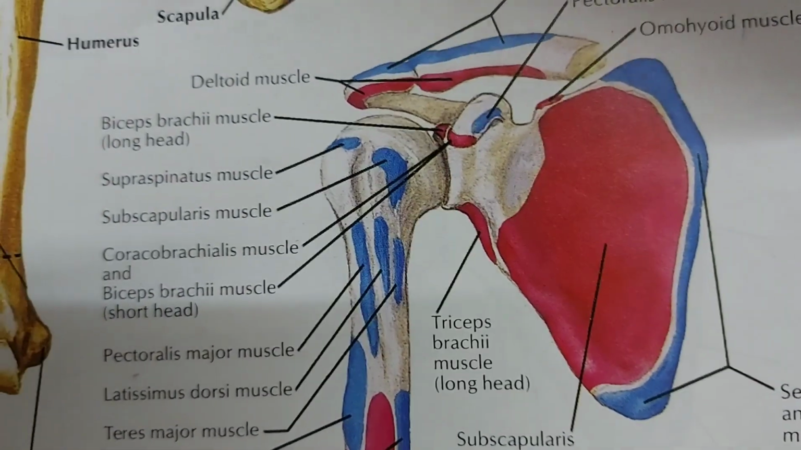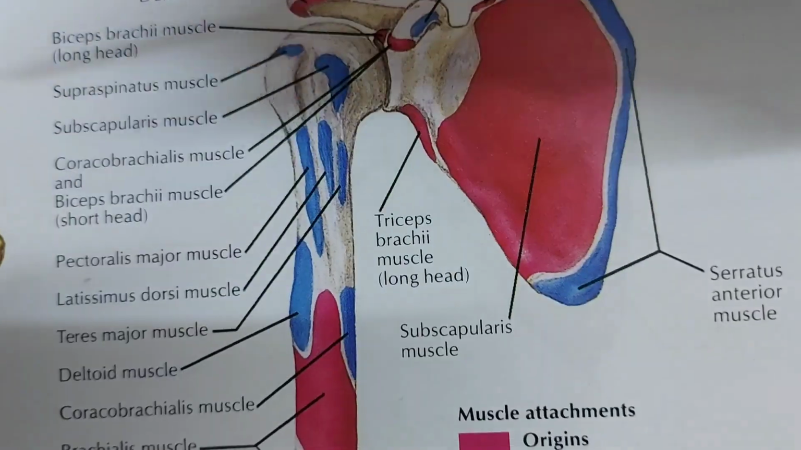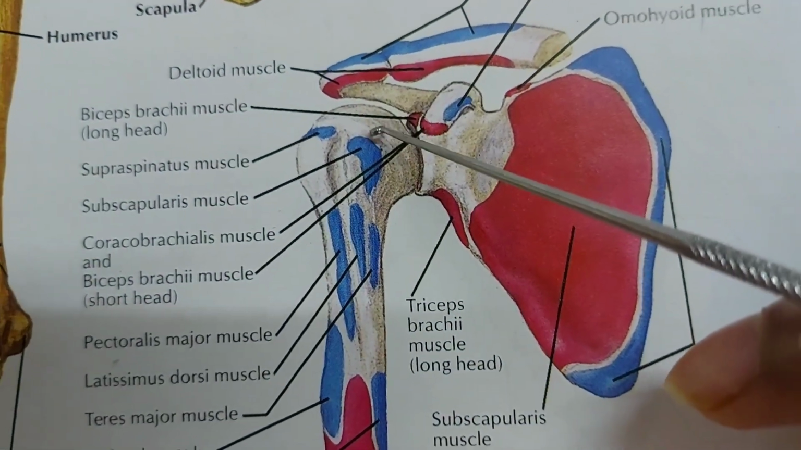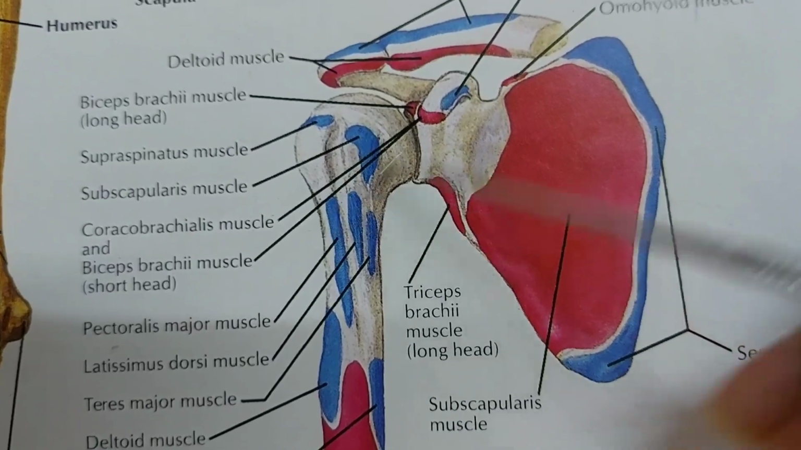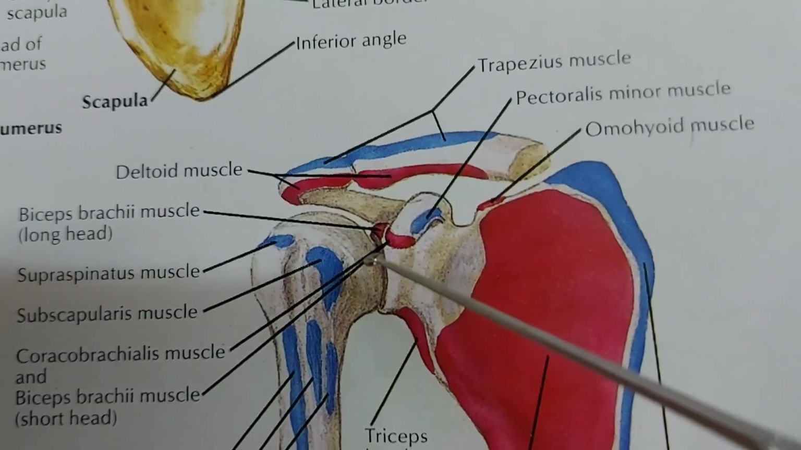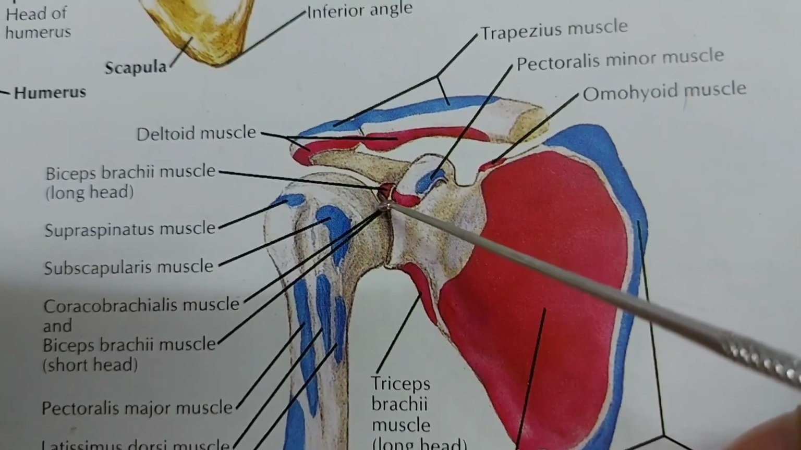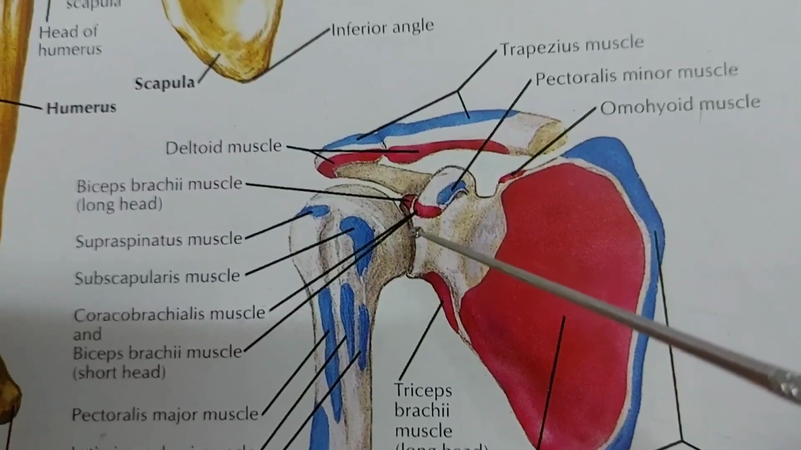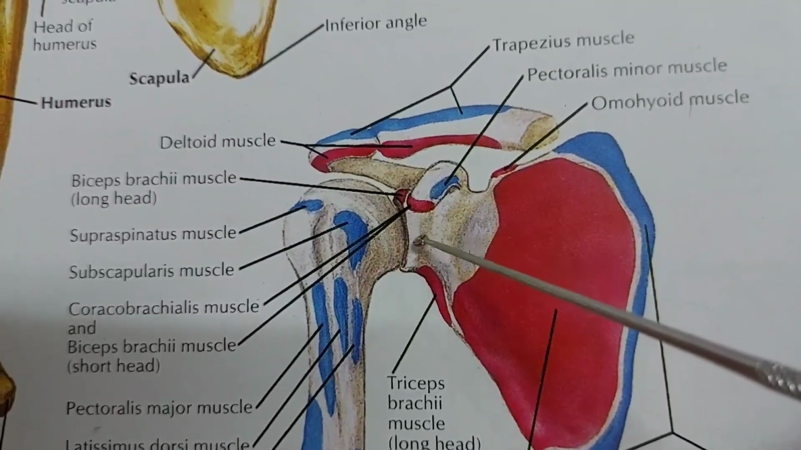Joint. Joint is the articulation between two bones. Here is a bone, this is the humerus and this is the scapula. These two bones articulate in this part of the body. So this part will be a joint, and this is named the shoulder joint.